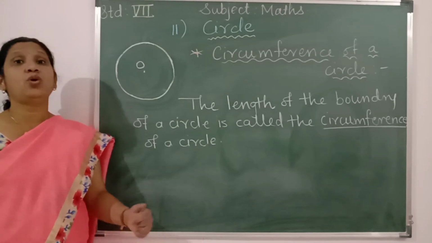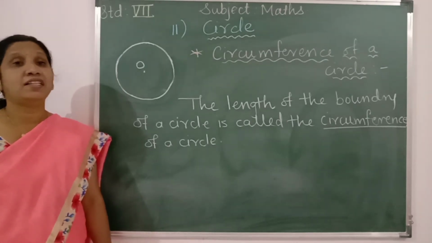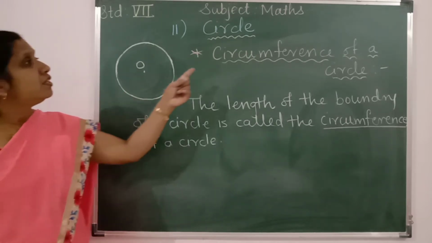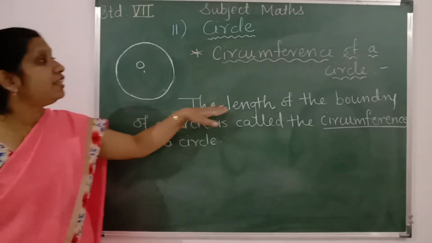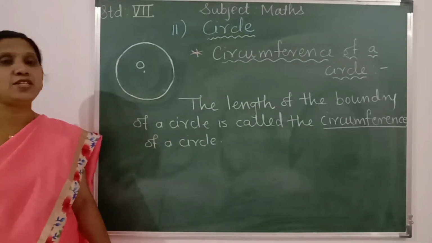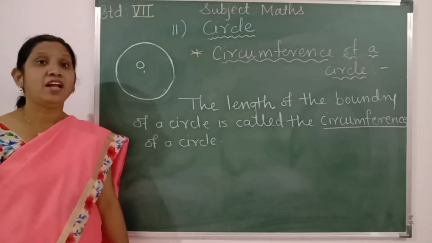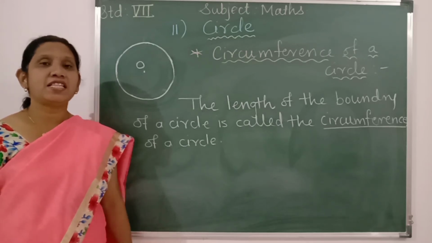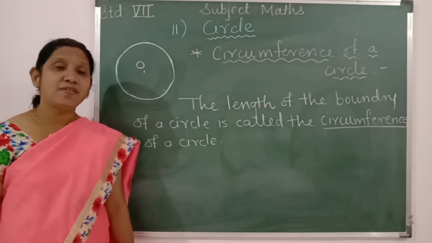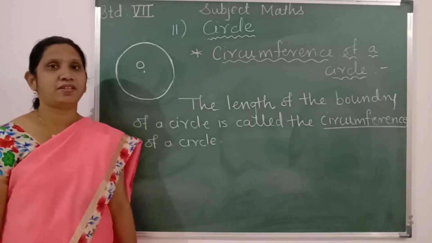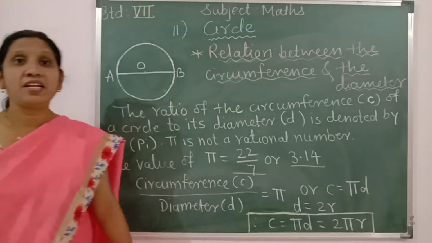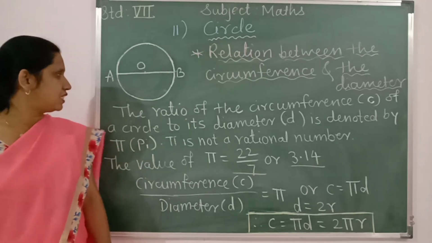Children, now let us know the next very important concept, that is circumference. What is meant by circumference of a circle? The length of the boundary of a circle is called the circumference of a circle. Alright? Now, we'll study the relationship between the diameter and the circumference as well as radius and circumference. Students, now let us understand the relationship between the circumference and the diameter of a circle.